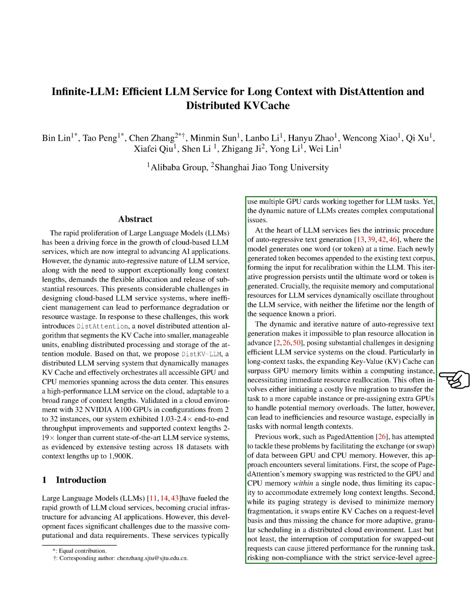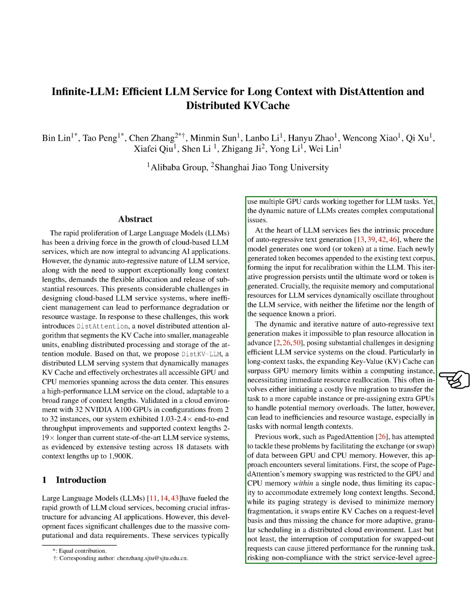In tasks that involve a lot of context, the key value, KV-cache, can exceed GPU memory limits within a computing instance. This means we need to reallocate resources right away, which can involve either moving the task to a more capable instance or assigning extra GPUs to handle potential memory overloads. However, the latter can lead to inefficiencies and wasted resources, especially in tasks with normal length contexts.